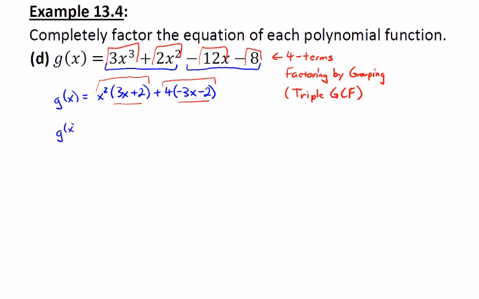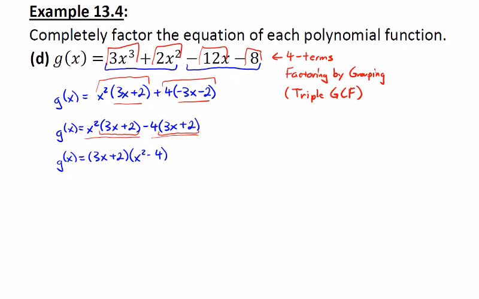So g(x) is now going to read x² times (3x + 2) minus 4 times (3x + 2). So I still have 2 terms, but now I have something in common with them. They each have a 3x + 2 in common. So I can factor that out from these 2 terms, giving us (3x + 2) times (x² − 4). That represents the factoring by grouping technique.